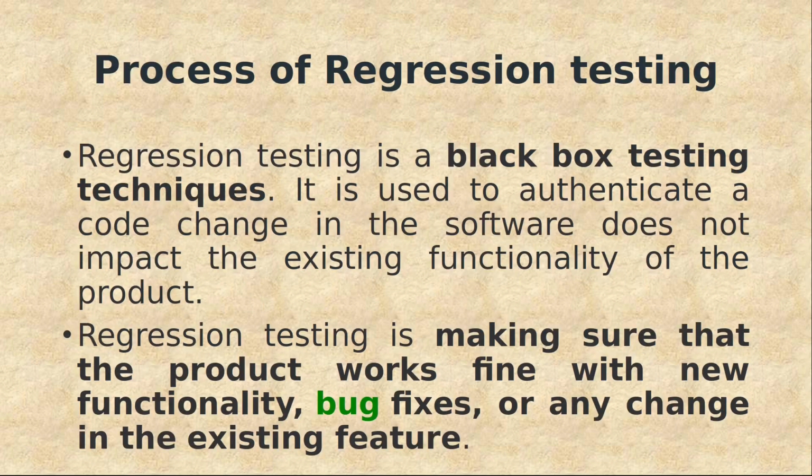Regression testing comes under black box testing. That means we test the software from outside; we do not go inside the software. That's why this is black box testing. Regression testing makes sure that the product works fine with new functionality, bug fixes, or any change in the existing features.